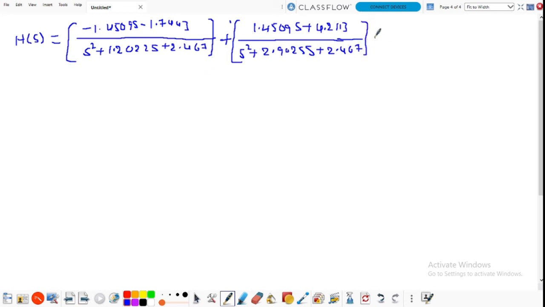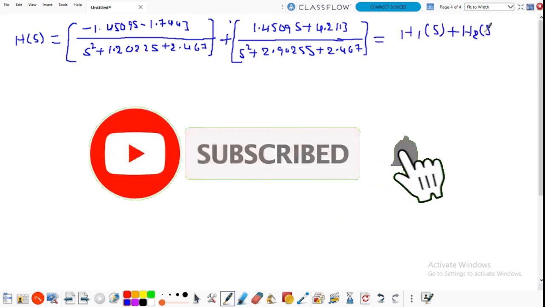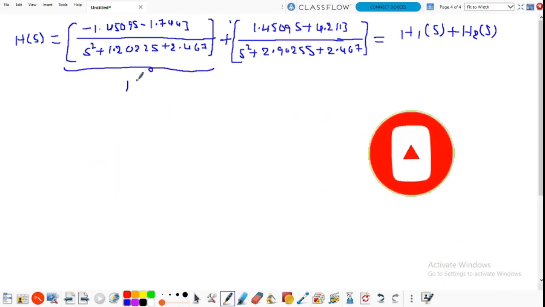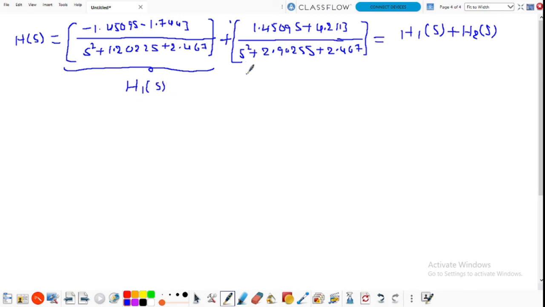So that is equal to h1 of s plus h2 of s, and this is h1 of s, and this is h2 of s. So individually simplifying h1 of s and h2 of s values, we are given which technique? Impulse invariant transformation technique is there. So individually calculating h1 of s and h2 of s values.